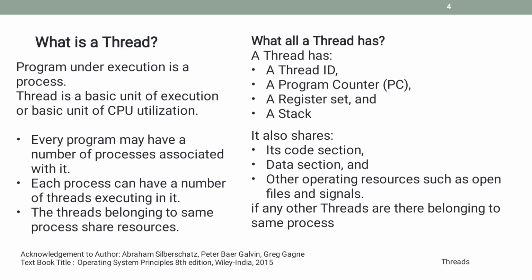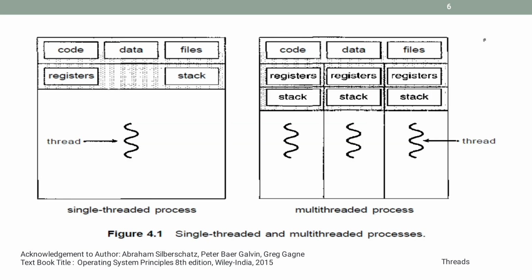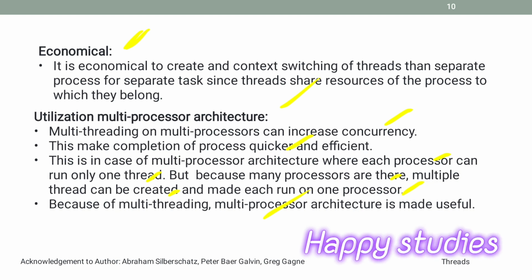Okay. So that completes the discussion of what a thread is, what all it has and what it shares. Then what a heavyweight process is. Then how multi-threaded programming is useful. Then what a single-threaded process and a multi-threaded process are, what the difference is and which is advantageous. Then what the advantages of multi-threaded programming are. That is what we discussed.